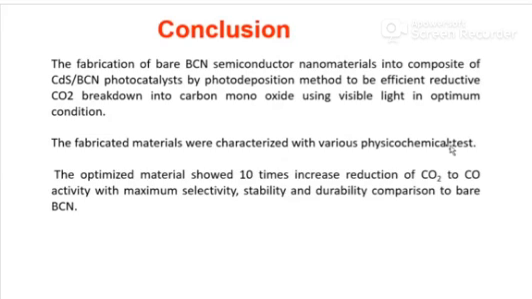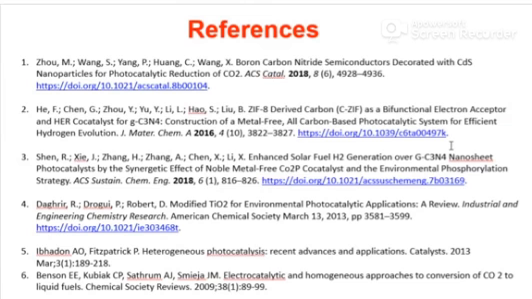So with the maximum selectivity, stability, durability, because it was repeated 3 times and there was no reduction in the peak observed.